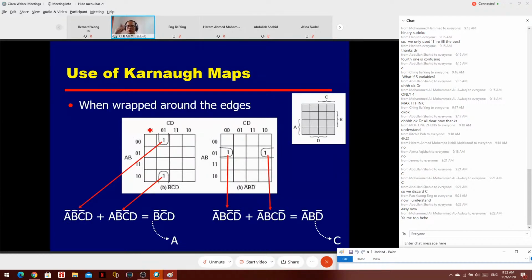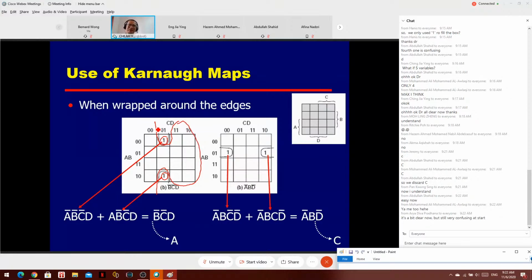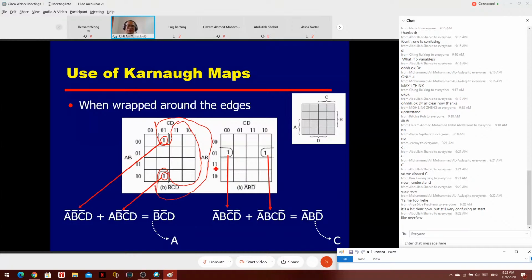What other ways can you have side by side? It's also possible to wrap around. For example, if you have one here and then this one at the bottom, you're wrapping around, actually joining the other side. They still differ in one variable only, correct? You see, on this row, both are 0 and 1. But on the row side, this is 0, 0 and this is 1, 0. So they differ on the variable A.